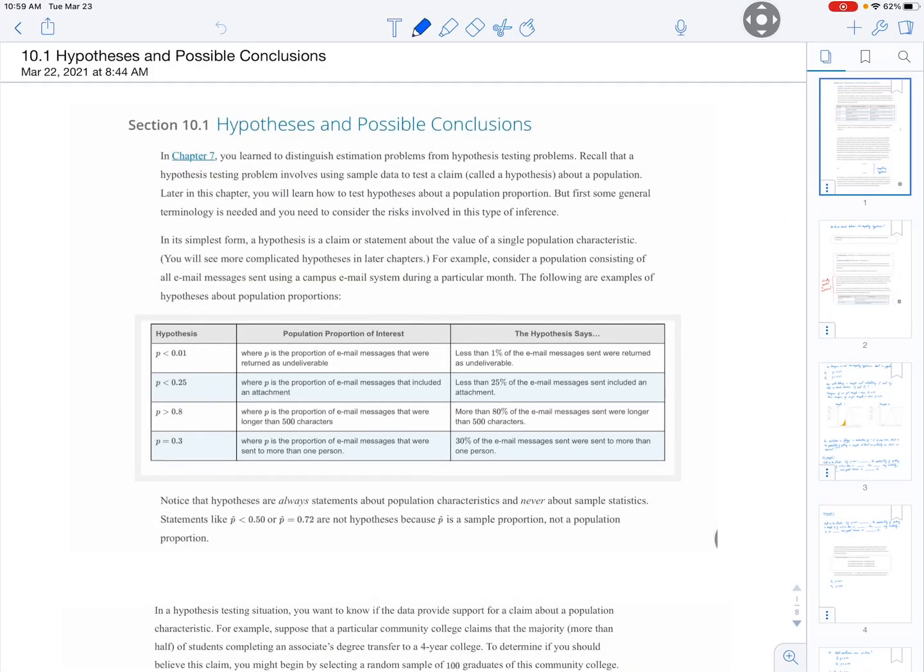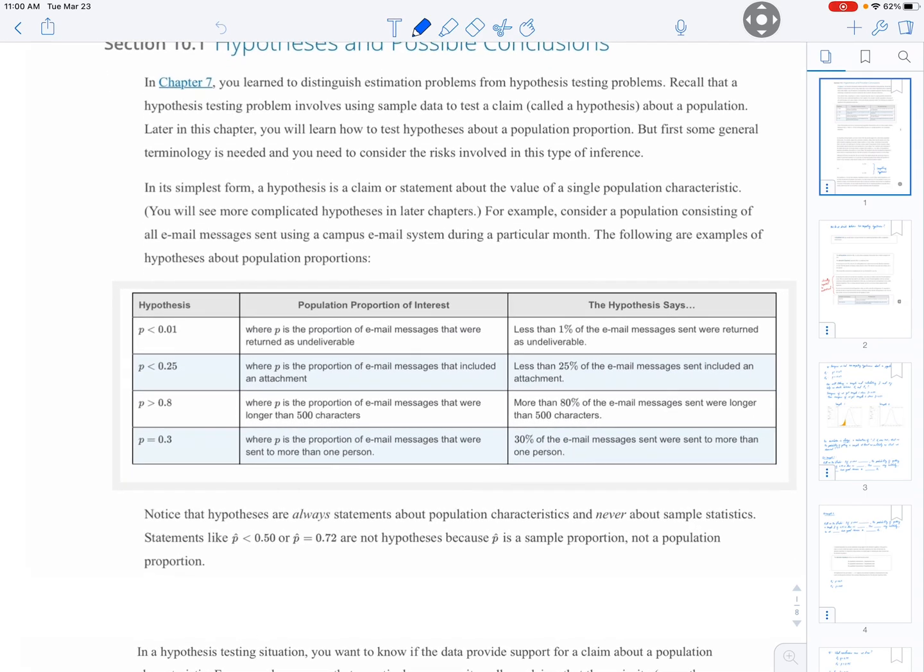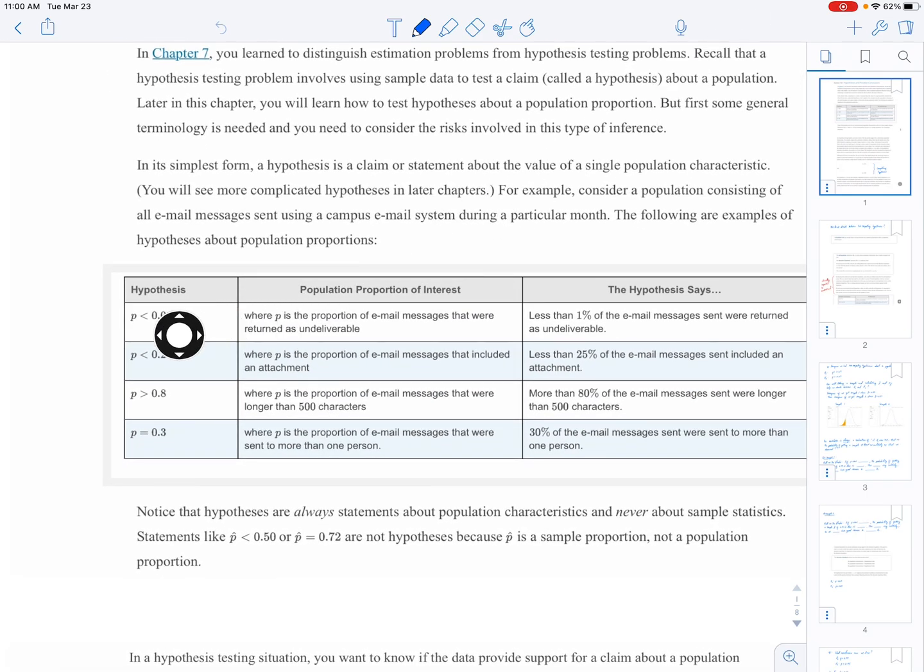Here we're going to talk about what are called hypotheses and possible conclusions we can draw when hypothesis testing. So first of all, I just want to talk with you about what a hypothesis is, what we mean by that, and there are some examples here in a table. This first one, remember P stands for the population proportion. This first statement is that the population proportion is less than 1% or 0.01. That's a hypothesis. It's simply a statement about the population proportion.